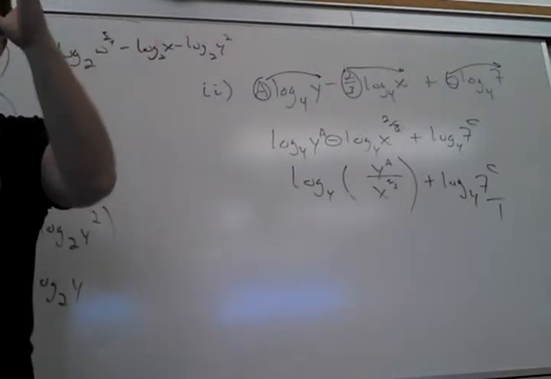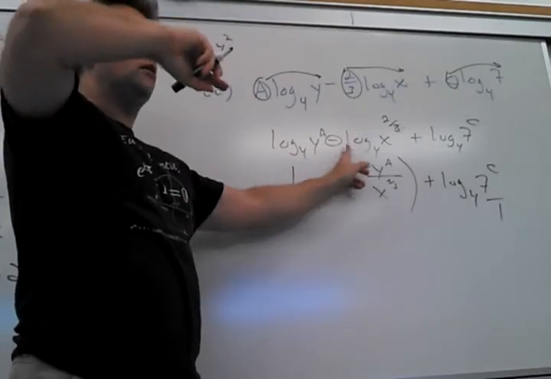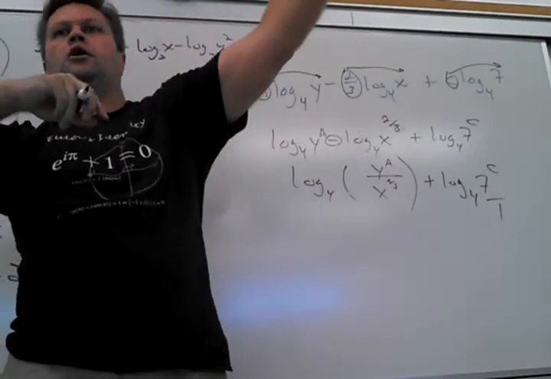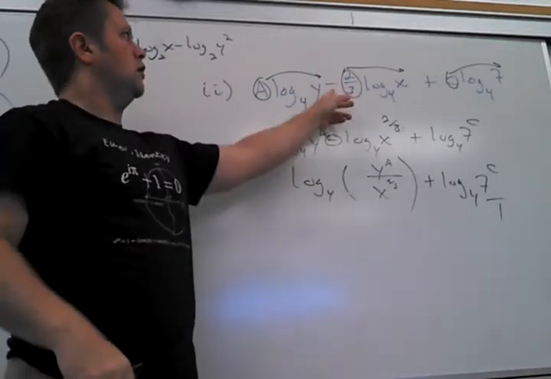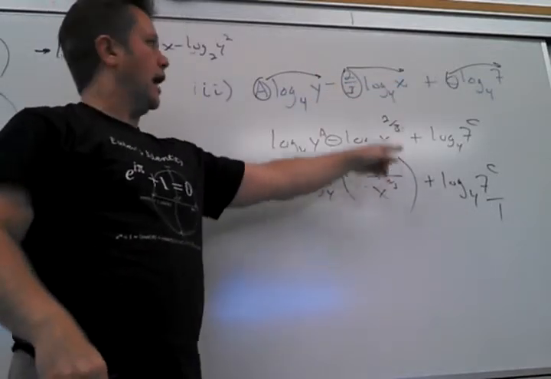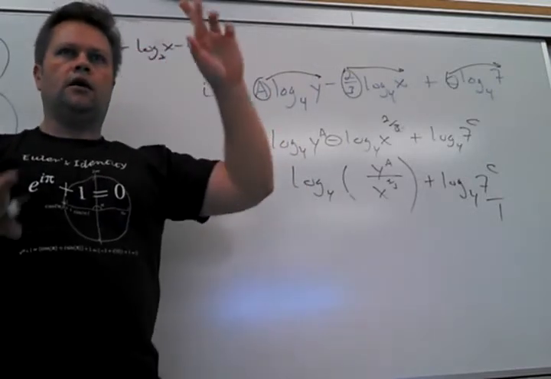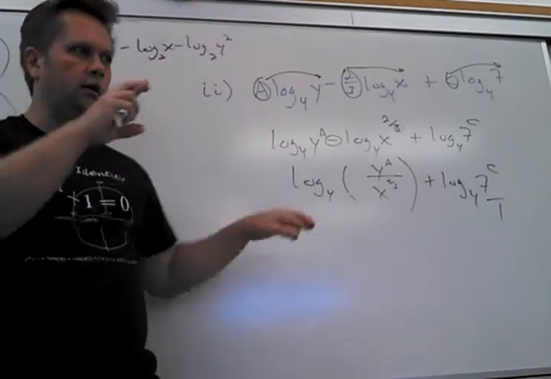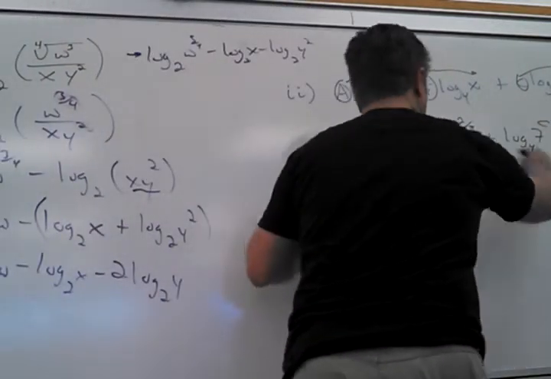If you try to put everything together at once, all the positive terms go up top. All the logs being subtracted, their arguments go on the bottom. And that's just a property, right? Exactly, because when I subtract logs, I divide by the argument. When I add logs, I multiply by the argument. Okay, and of course, there should be the 17 here.